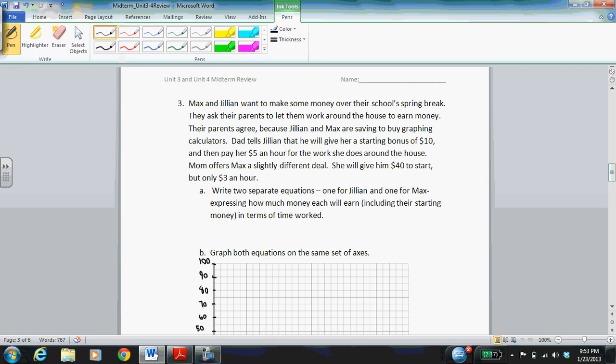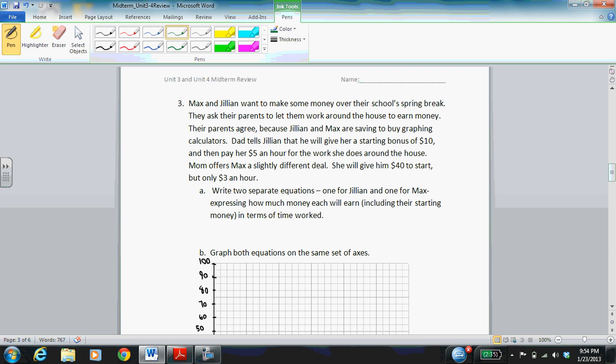And welcome back. We're picking up with number 3 from the Unit 3 and 4 Midterm Review. So number 3 says, Max and Jillian want to make some money over their school spring break. They ask their parents to let them work around the house to earn money. Their parents agree because Jillian and Max are saving to buy graphing calculators.